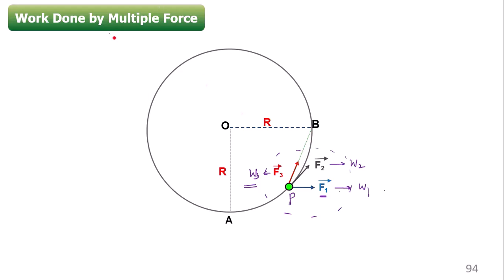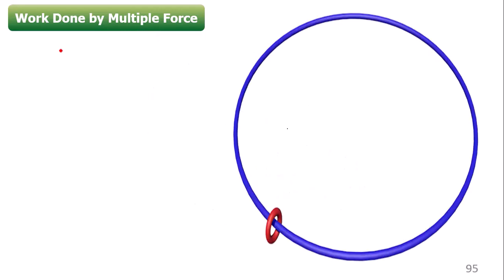So whenever multiple force systems are there, you can calculate the individual forces and take their components. The idea is that you take the individual work done, or you can take the entire resultant of all the forces and take the displacement into consideration, then calculate the work. So both are possible. This is an example of a situation when the work is being done by multiple forces.